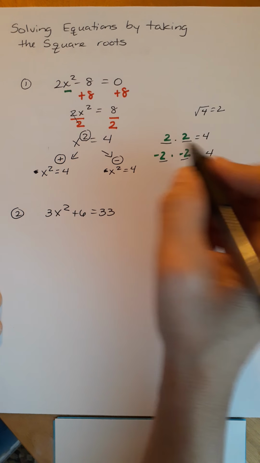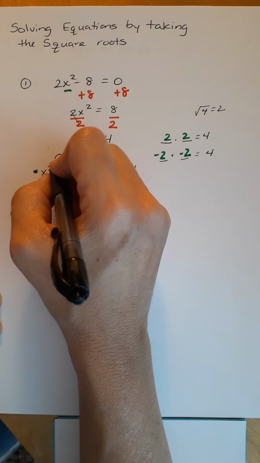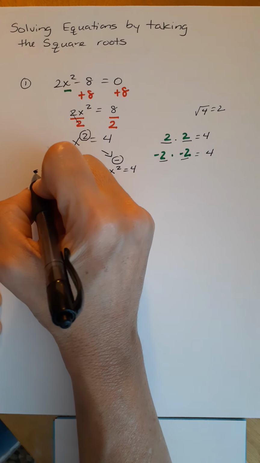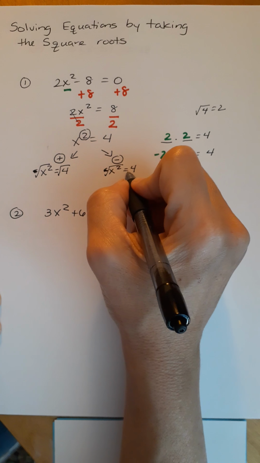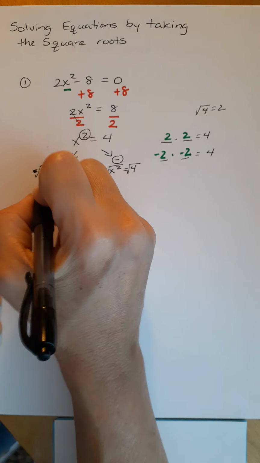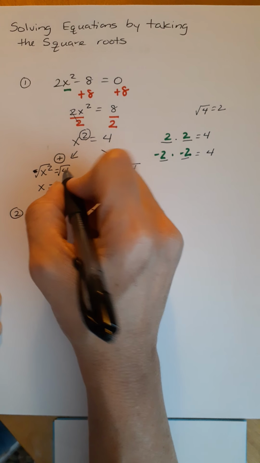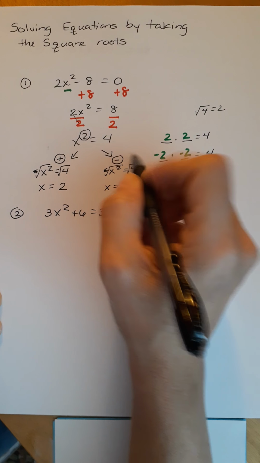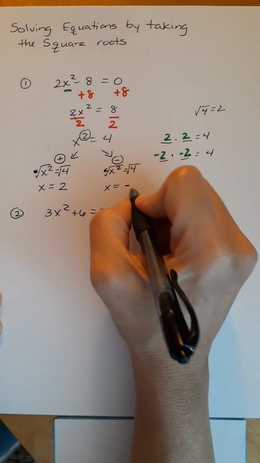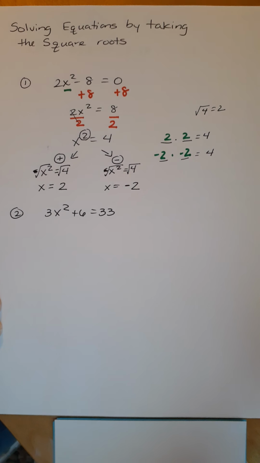Okay, so we're going to take, that's the positive, that's the negative. We're going to take the square root of this side and the square root of that side. And we get x equals, what's the square root of 4? 2. And x equals negative, what's the square root of 4? 2. Those are our two possible answers.